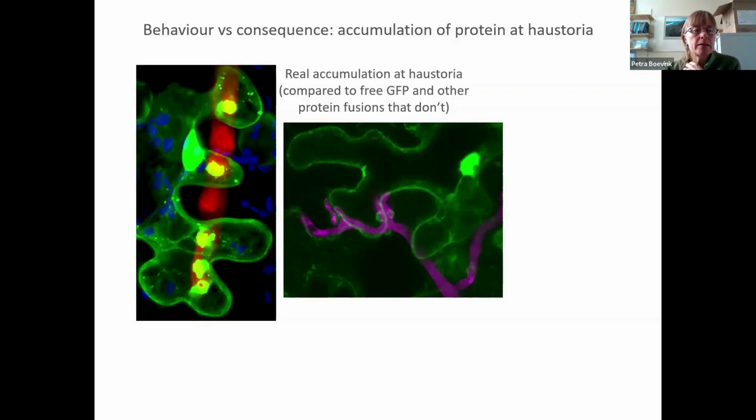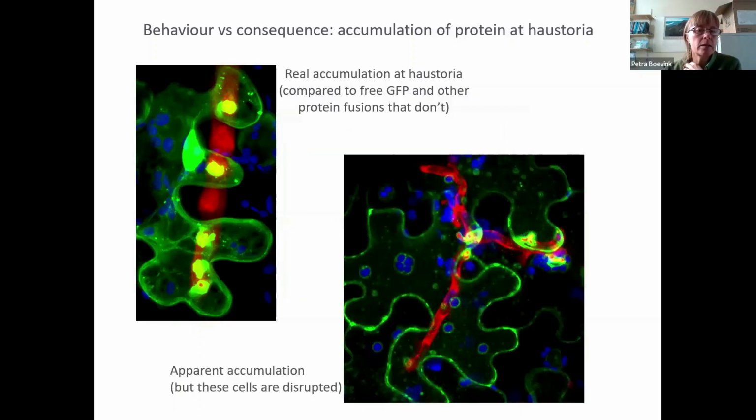But you can compare these massively intense accumulations to this protein, which doesn't specifically accumulate at haustoria. You can also compare to this cell, where there's an apparent accumulation at haustoria, but if you look in the rest of the cell, the cytoplasm is in a bit of a state. It's condensed and forming strange clumps of the chloroplasts.